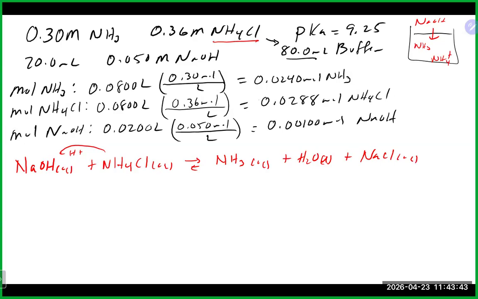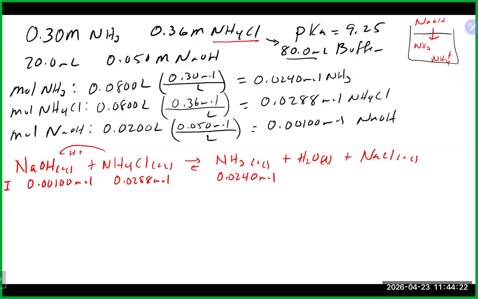Now we're going to do our ice table here. We're going to go initially here, our sodium hydroxide 0.001. Here we do have our NH4, which is 0.0288. Remember, it is not a buffer if we don't put an initial over here on the right-hand side, right? 0.024. And obviously, don't have to worry about the water. Do I really have to worry about the sodium chloride in this particular case? I don't. Again, it's a neutral salt, so it is there, but it's not going to really do anything. So we don't really have to put any numbers.